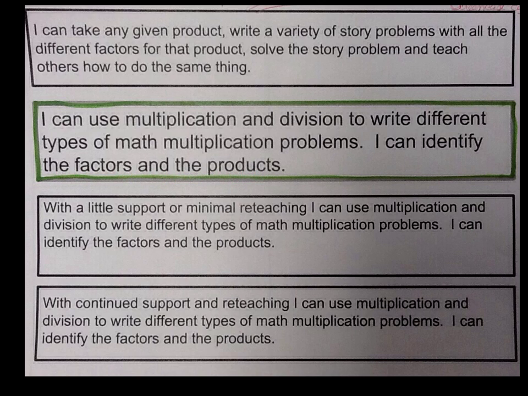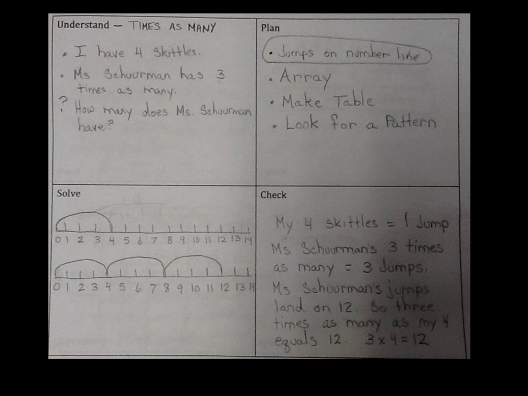Friends, let's take a look at what we did last week and see if you are ready for the test. First of all, we talked about the math story problem when we write times as many. I have 4 Skittles. Miss Sherman has 3 times as many. How many does Miss Sherman have? In our lesson for last week, we learned 4 different ways to do story problems: jumps on a number line, an array, make a table, and look for a pattern.